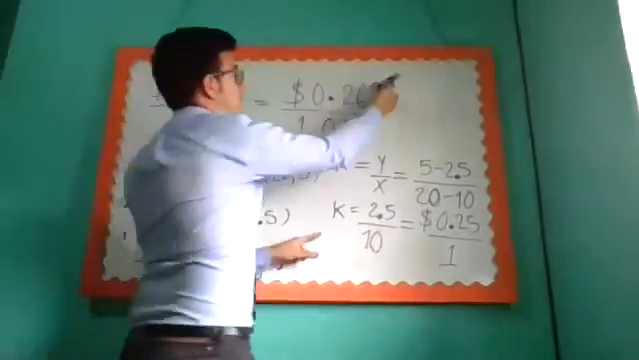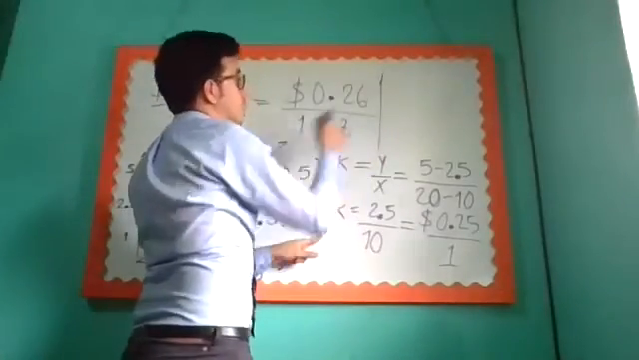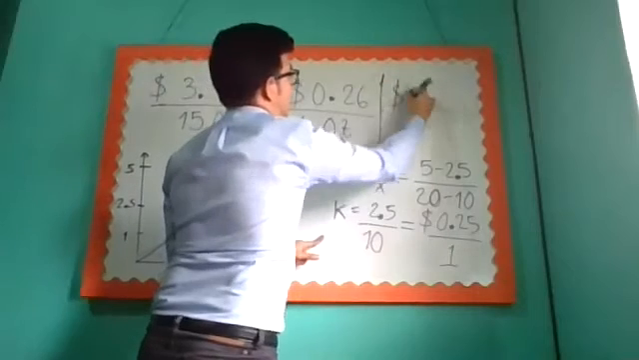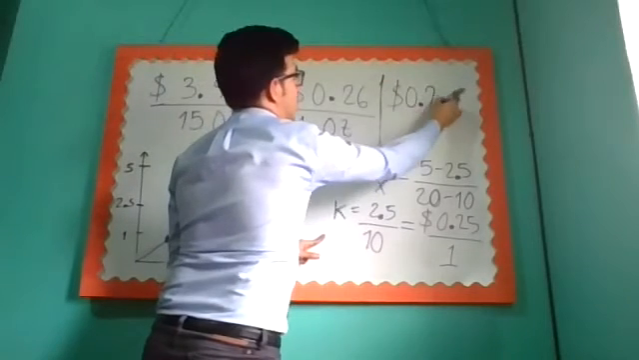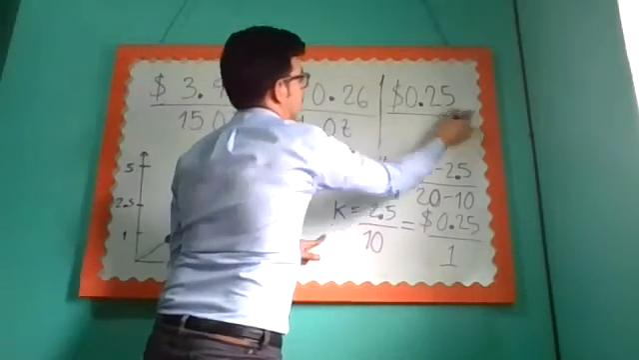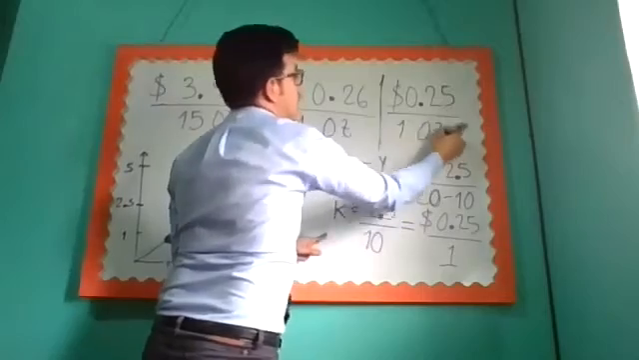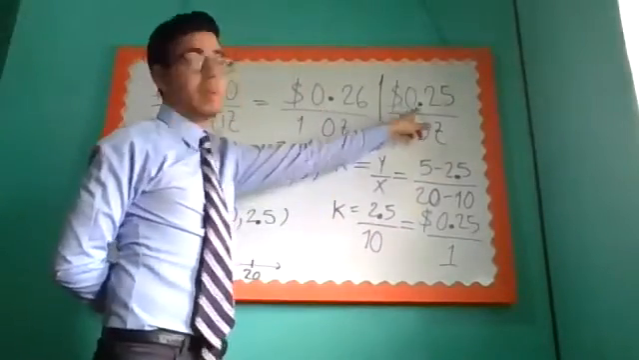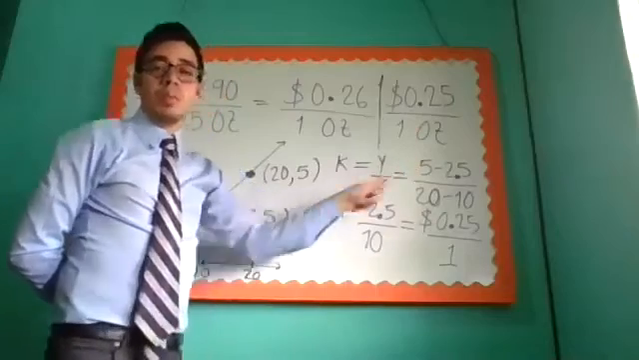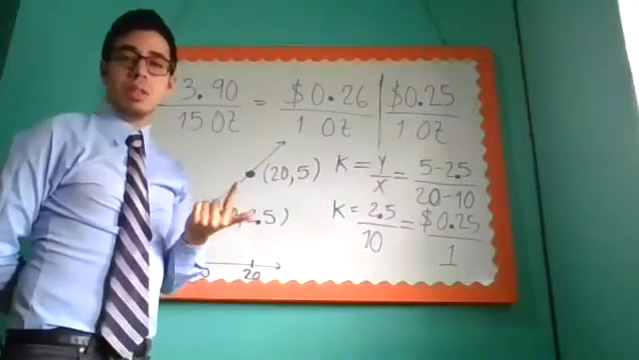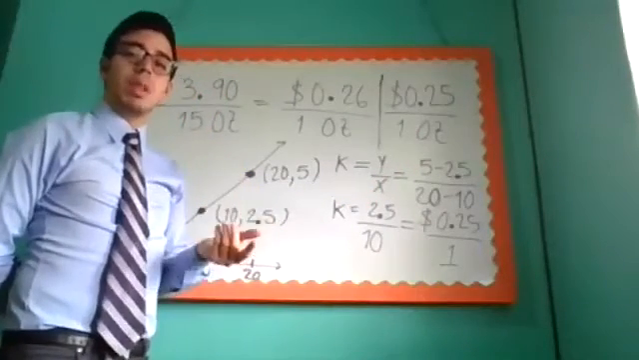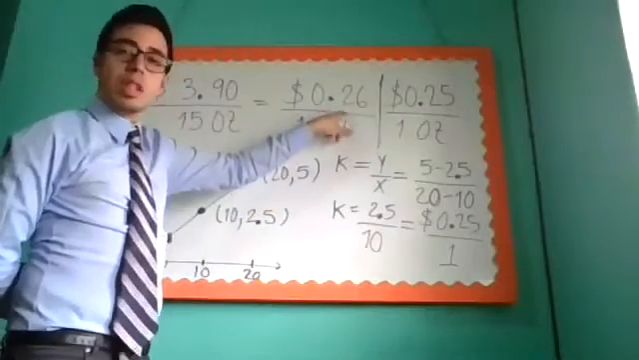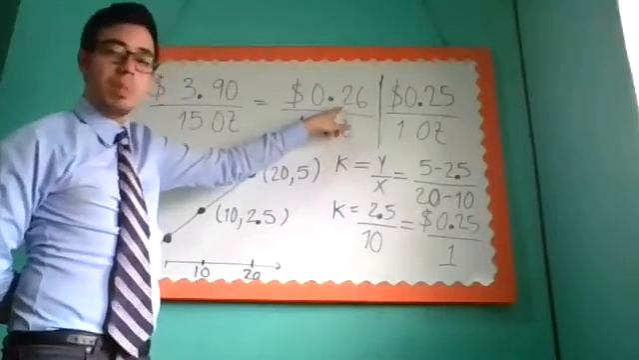So if we compare this, we already have the 2 answers. If we compare this, which one is more expensive? This costs 0.26 in 1 ounce, and this costs 0.25 in 1 ounce. It's only $0.01, okay, 1 cent. But it's expensive. This is more expensive.